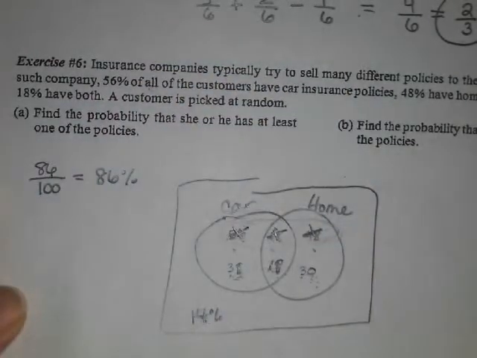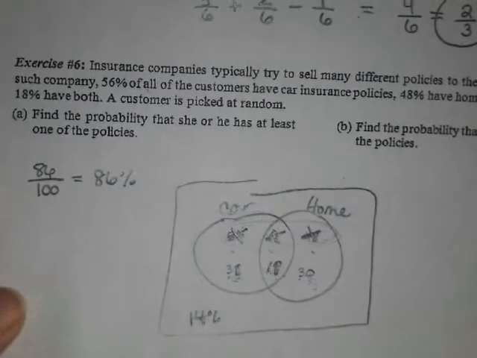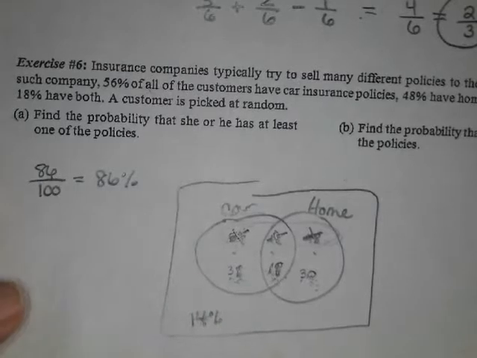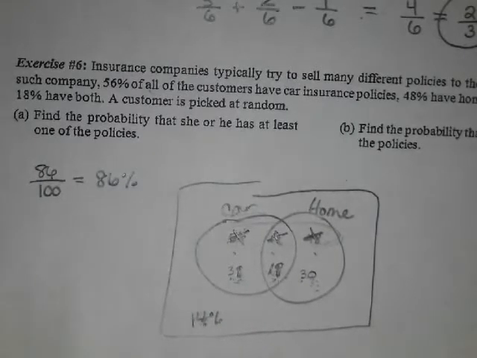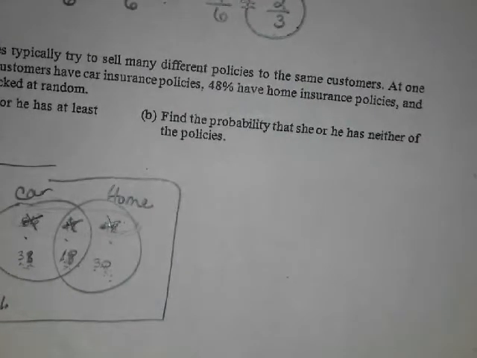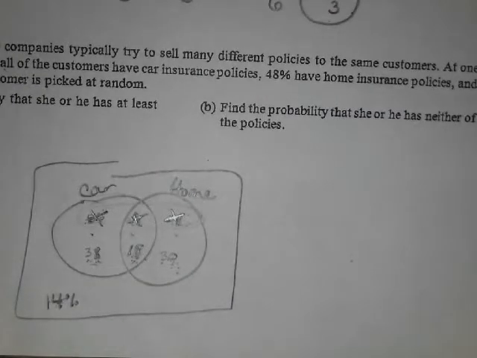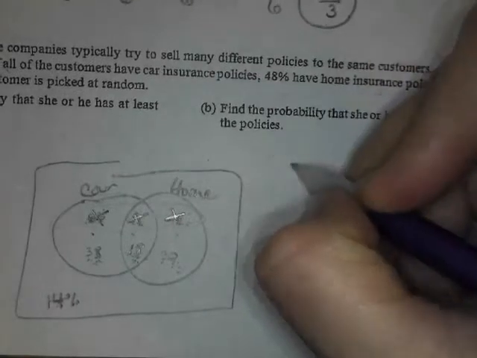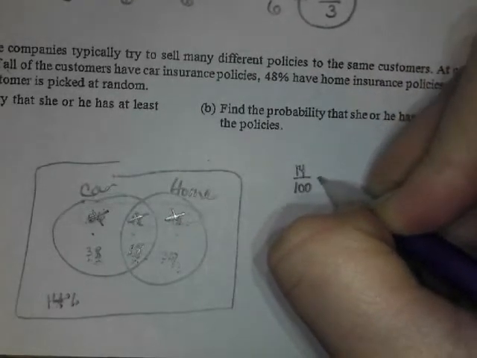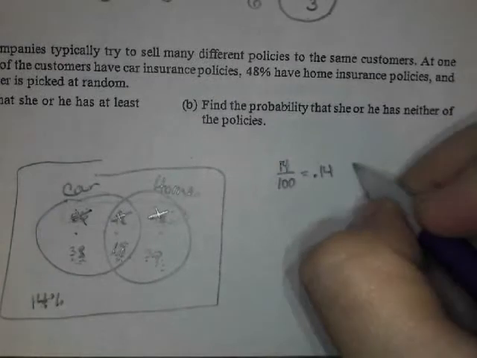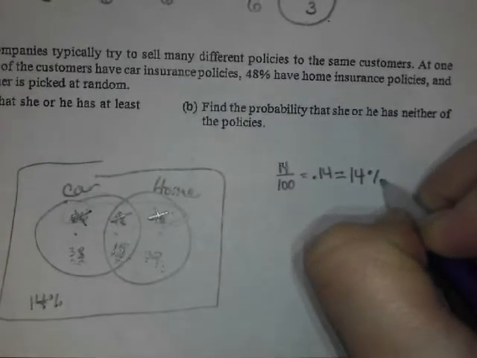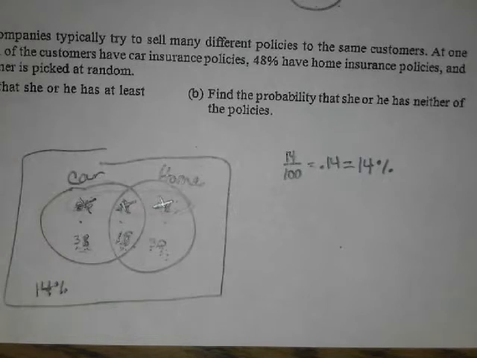Some of those have both. 18% of those have both. But 86% have at least one. And part B, find the probability that she or he has neither of the policies. What's that probability? 14 out of 100, which is 0.14 as a decimal probability, which is 14%. So 14% of their customers have neither of these types, they have some other type. Any questions?